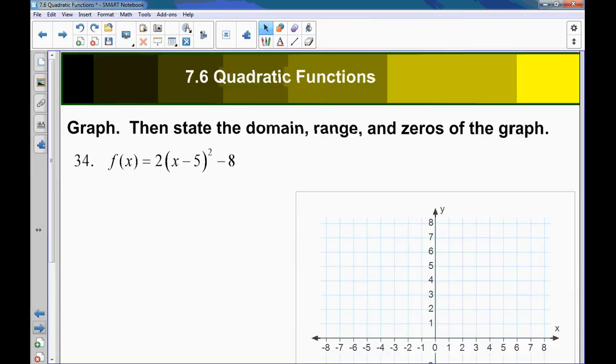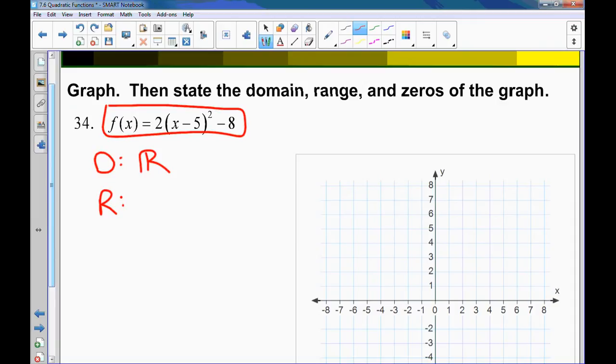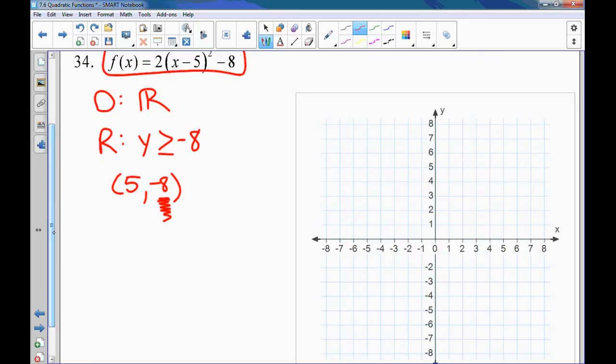So this one, let's look at this really fast. Since it's a parabola that opens up, the domain is all real numbers. The range, well, we have to find the vertex first, but luckily we have this cookie cutter equation for us. So the vertex is 5, comma, negative 8. So therefore, the smallest the y value can be is negative 8. So y is greater than or equal to negative 8. Now we just have to find the roots. Well, this one's going to be a little bit trickier than it was before. So 0 equals 2 parentheses x minus 5 squared minus 8.